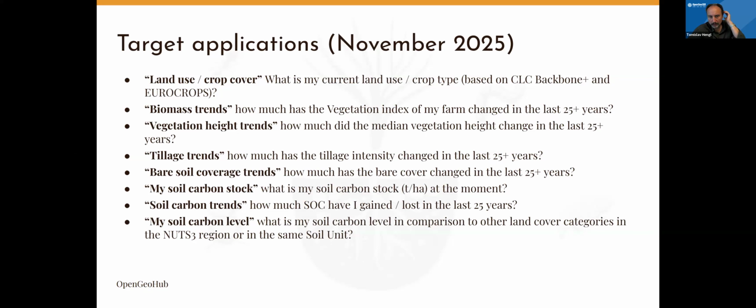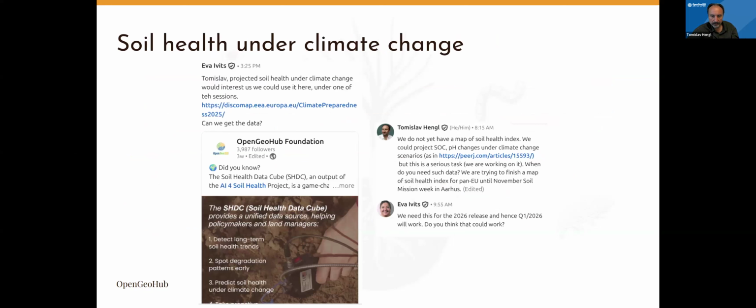In November, we are going to add even more functionality, and we're going to launch a new version where you will also be able to estimate what is my soil health index. And also per farm, you will be able to say what is my soil carbon stock, how much soil carbon I increased or lost in the last 25 years.